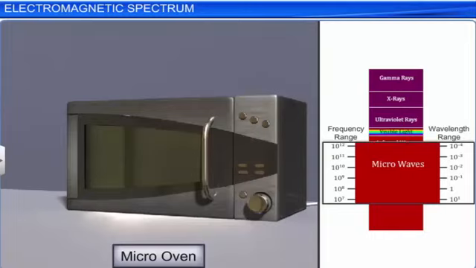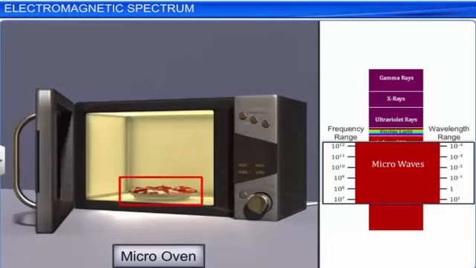We should not use metallic vessels to place the food material in the micro-oven. This is because if a metallic vessel is used, charge gets accumulated on the metal vessel. This can cause an electric shock, and also the metallic vessel may melt on heating.